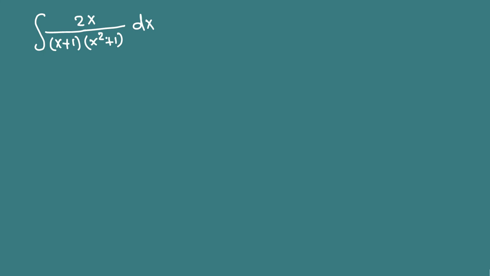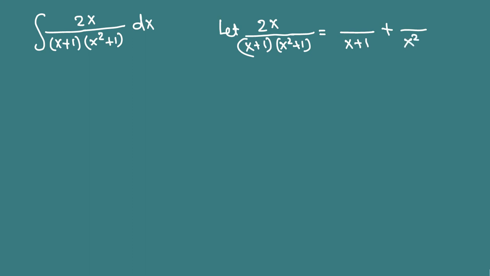We have the integration of 2x over (x plus 1)(x squared plus 1). The bottom already has two factors, so we want to write this fraction as a sum of two simpler fractions, which is called partial fractions. So let me write here: 2x over (x plus 1)(x squared plus 1) is equal to the sum of an x plus 1 fraction and another fraction containing x squared plus 1.